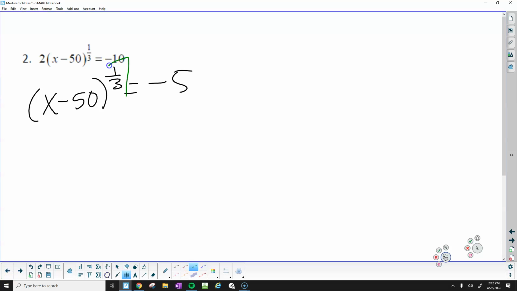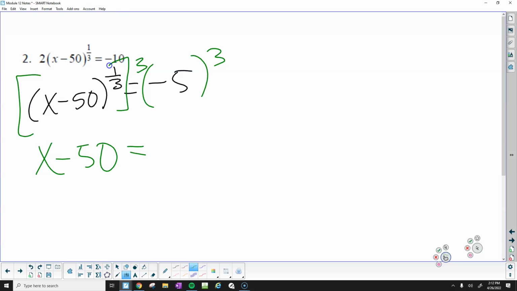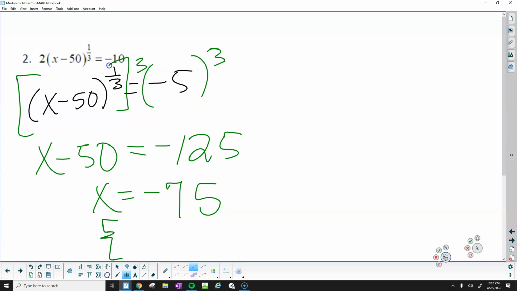Raise both sides to the 3rd. So you're just going to have x minus 50 on that side. Negative 5 to the 3rd power is negative 125. Then y'all just add 50 to both sides. So x is going to be a negative 75. And remember, it's being raised to a cube root, so it can be positive, negative. Just make sure that you put it in the good sign, in the good group.